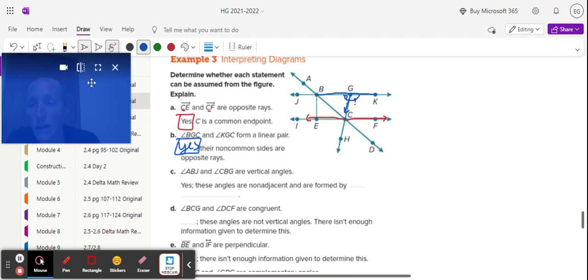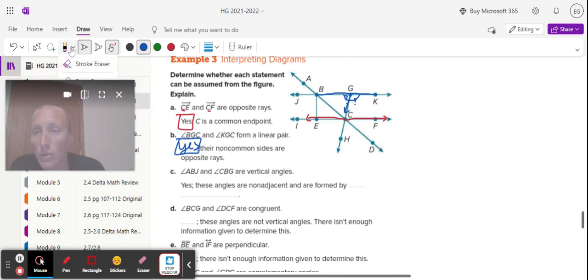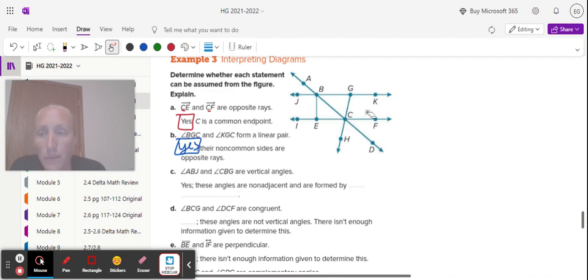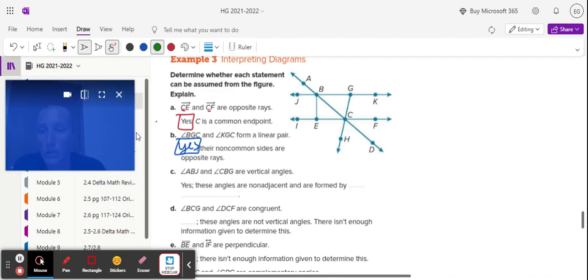I was going to try to figure out how to actually make that eraser work. Let's see if I can. Hey, look at that. I figured it out. Okay. Oh, I don't want to select that.